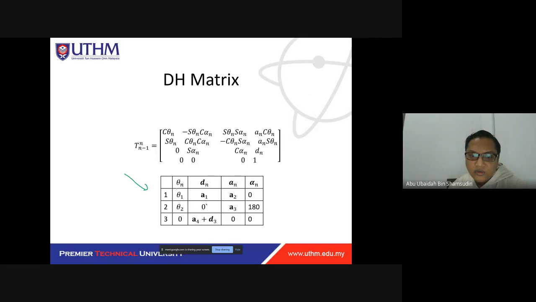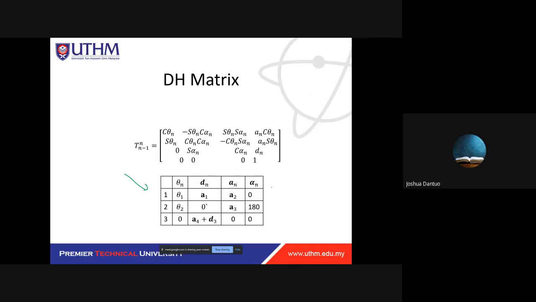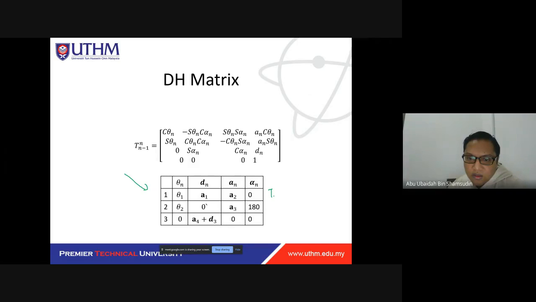Now what you need to do is fill in all the values. I will give you an example. For T, n is equal to 1. Okay, here is 1, so this is 1. This is n minus 1, so this is 0. Then we have our big matrix here.